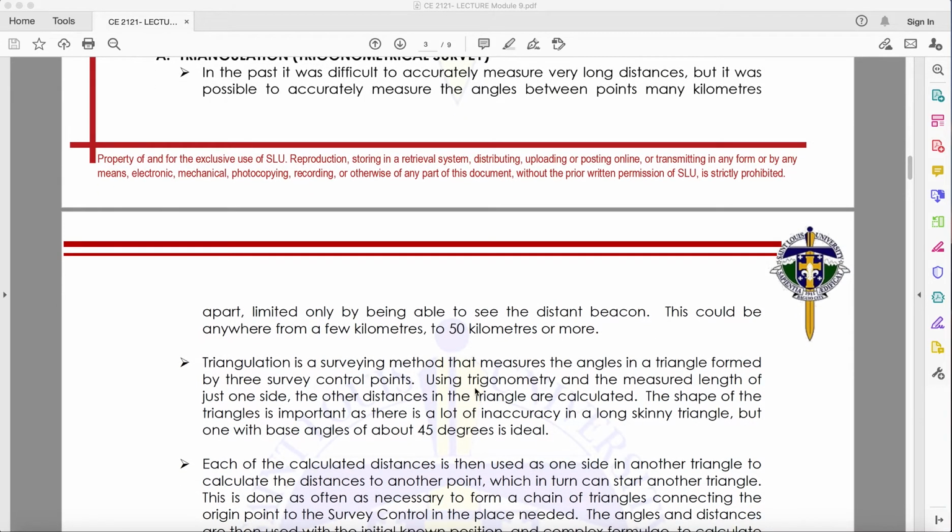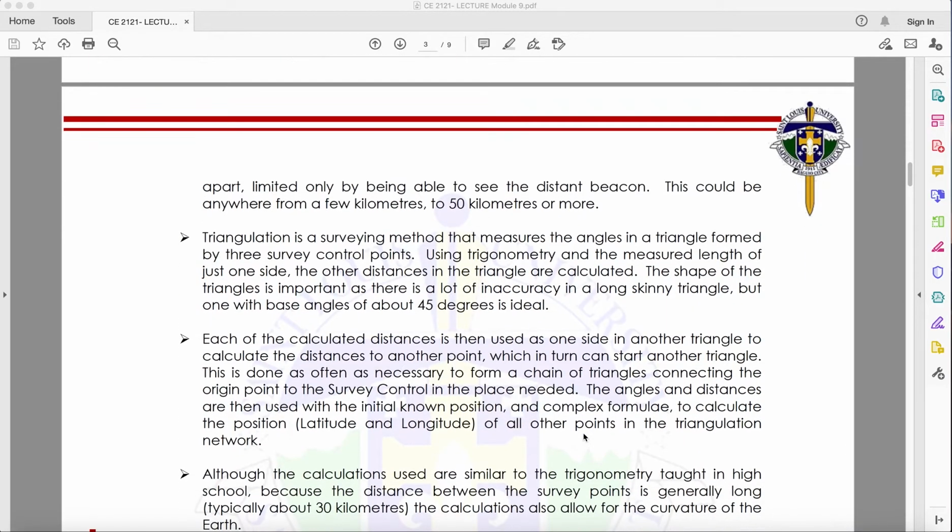So using trigonometry, the length of just one side is measured, and the other distances in the triangle are calculated with the help of sine law and cosine law. So the shape of the triangles is important, as there is a lot of inaccuracy in a long skinny triangle, but one with base angles of about 45 degrees is very ideal.